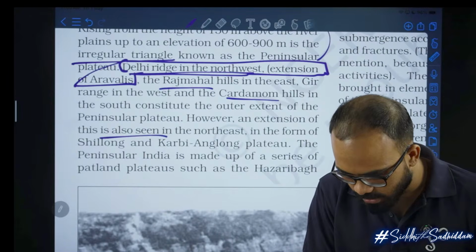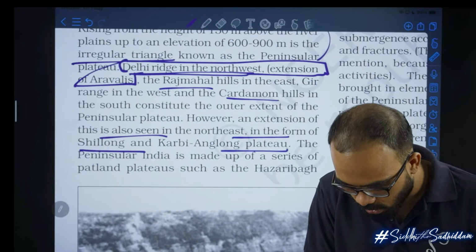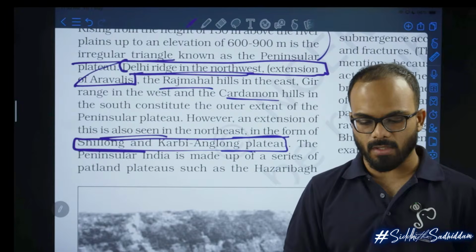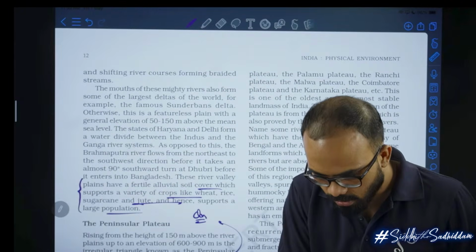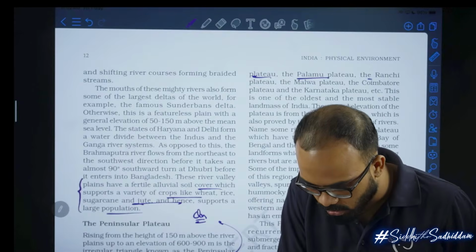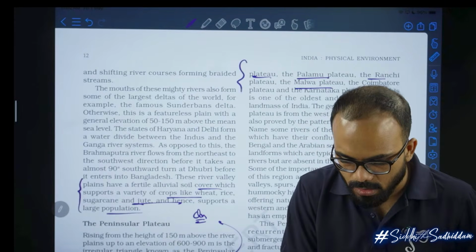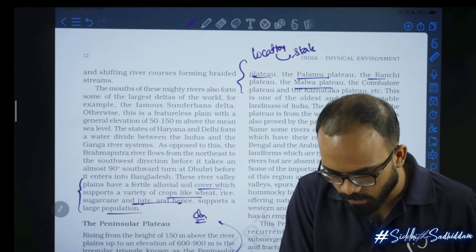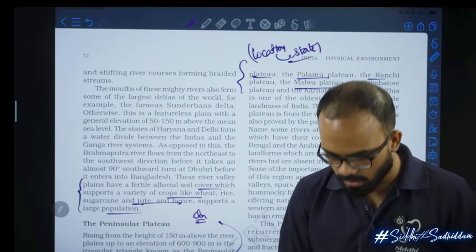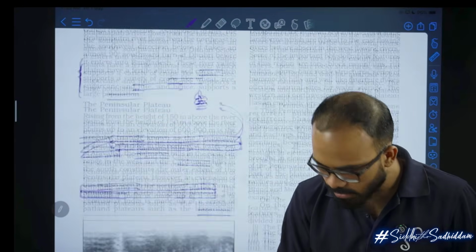Again, the extension in the form of Shillong Plateau. So now the word Shillong Plateau is also covered here. Hazaribagh Plateau, this is also there. Hazaribagh Plateau, Palamu Plateau, Ranchi, Malwa. You should know the locations of these things and the state in which they are present. This part is important, right?